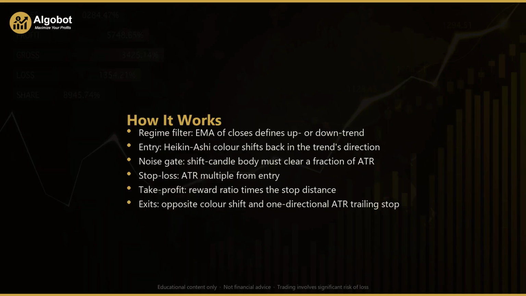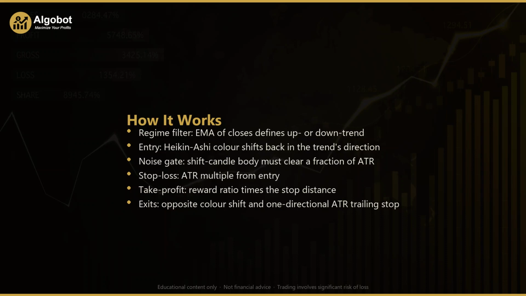Let's walk through the mechanics step by step. Everything the strategy does happens on closed bars only. It waits for each candle to fully close before making a decision, which means the signals do not repaint or change after the fact. First, the regime filter. The strategy calculates an exponential moving average of closing prices, using a default period of 50. If the most recent close is above that average, the market is treated as an uptrend and only long setups are allowed. If the close is below the average, it's treated as a downtrend and only short setups are allowed.